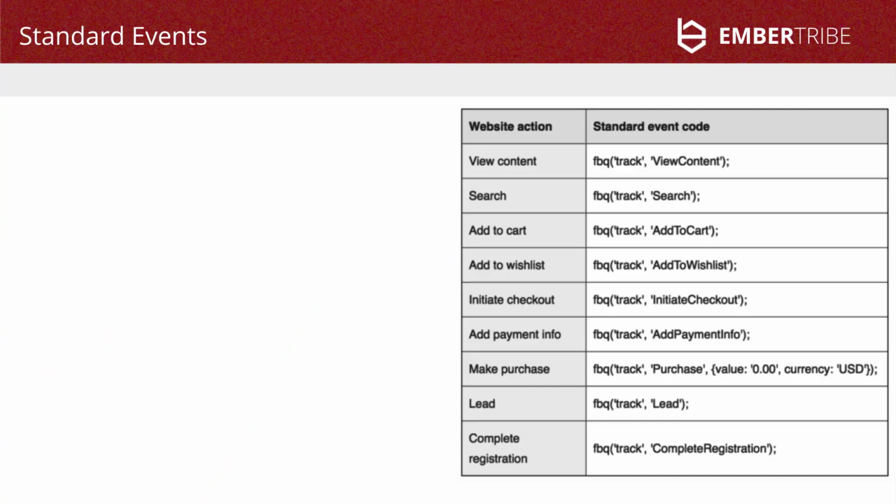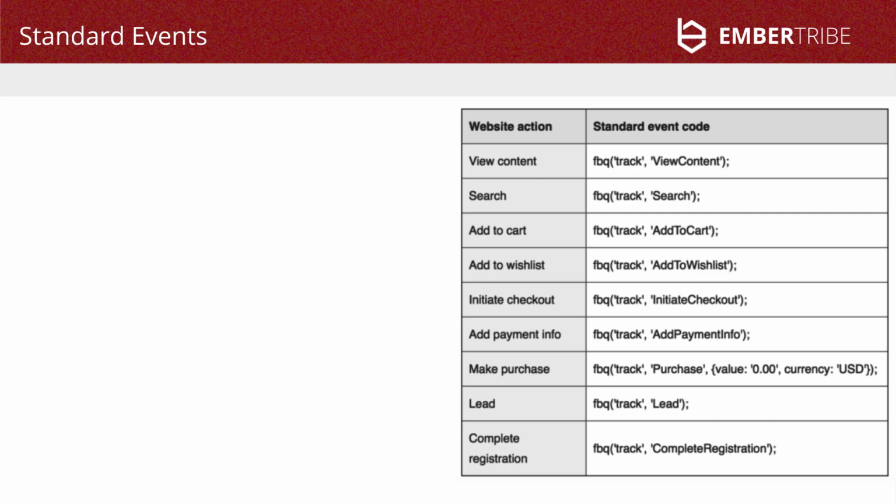So, first up, let's discuss what standard events are. There are 9 of them. You can see them listed out here. These are conversion based events that feed back into the pixel and give information about what somebody is doing on your website. You may ask, well, I've seen these, but I've also seen custom conversions. Why wouldn't I just use those?